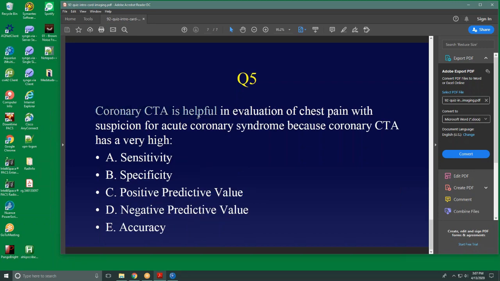Question 5, coronary CTA is helpful in evaluation of chest pain with suspicion for acute coronary syndrome because coronary CTA has a very high D, negative predictive value. That's the true value of coronary CTA in concern for ACS, acute coronary syndrome.